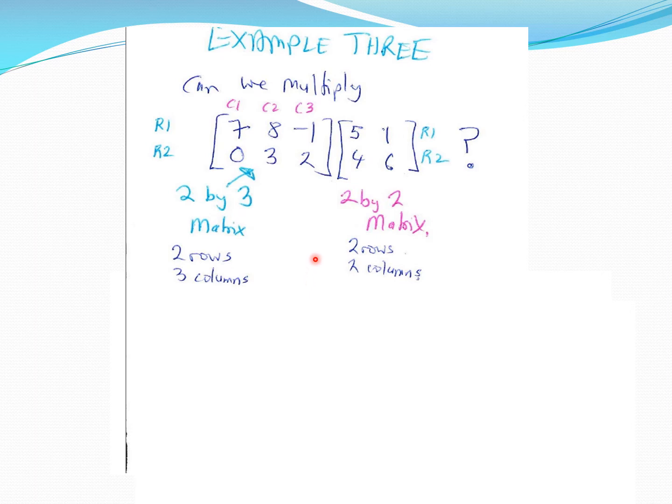Let's just summarize the description of those matrices. This matrix here, matrix A, has got 2 rows. So we say it's got a 2 and it's got 3 columns. So it's a 2 by 3 matrix. 2 rows, 3 columns. This matrix here is a 2 row matrix and 2 columns. So that's a 2 by 2 matrix. And if you notice, that 3 is different from that 2. Usually those 2 numbers need to be the same in order to multiply them. So in this particular example, we can't multiply the matrices.